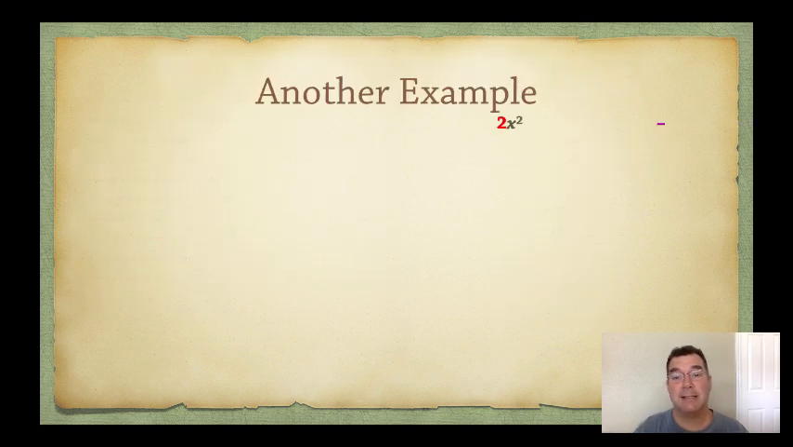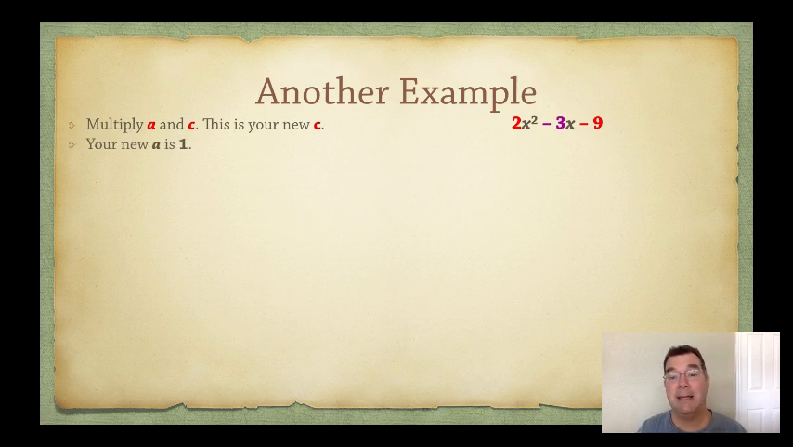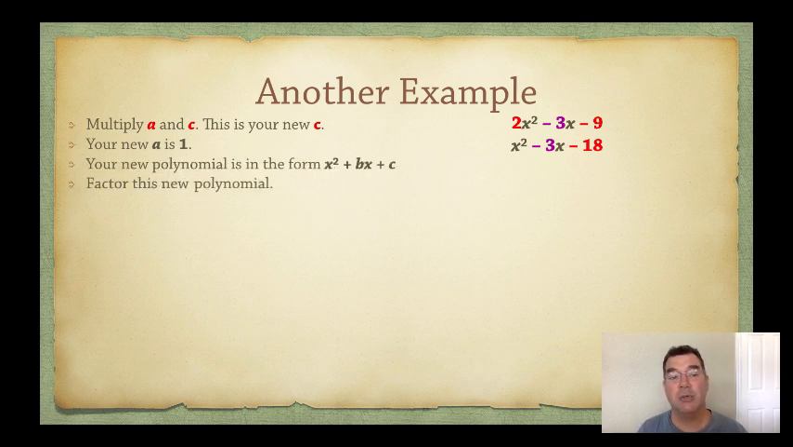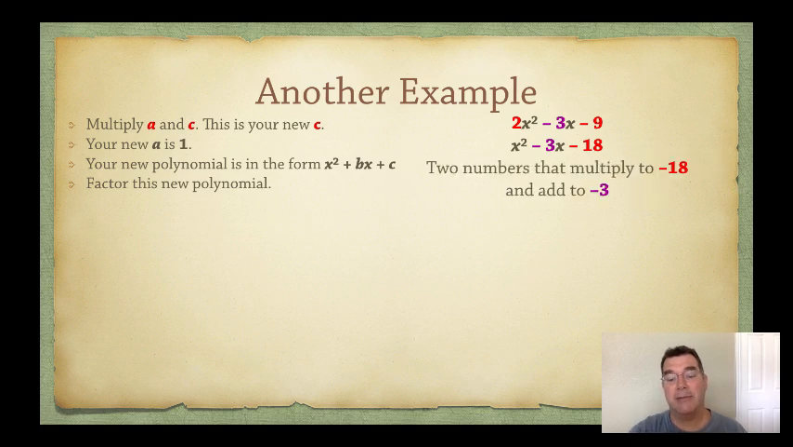Here's one last example. It's the same example that I did with the other methods. It's 2x squared minus 3x minus 9. And so if I multiply the 2 at the beginning by the negative 9 at the end, I get negative 18. So my new polynomial is x squared minus 3x minus 18. And that I can factor more easily. I just need to find two numbers that multiply to give the negative 18 at the end and add to give the negative 3 in the middle. Those two numbers are 3 and negative 6. So my early factorization is x plus 3 times x minus 6.